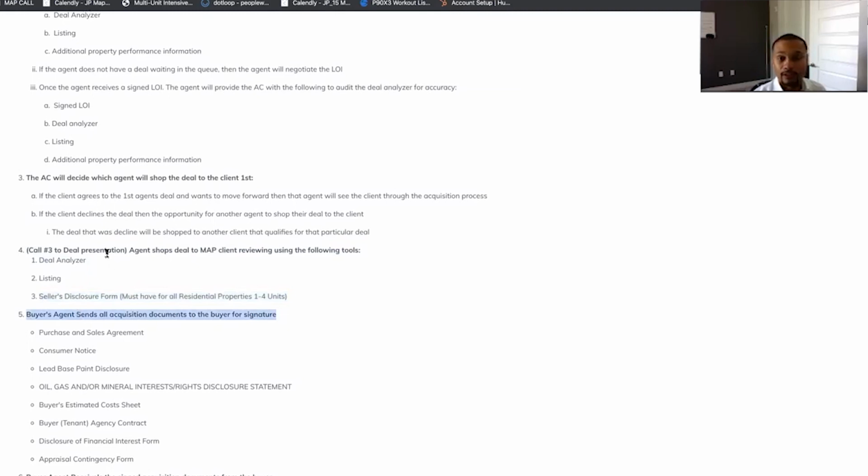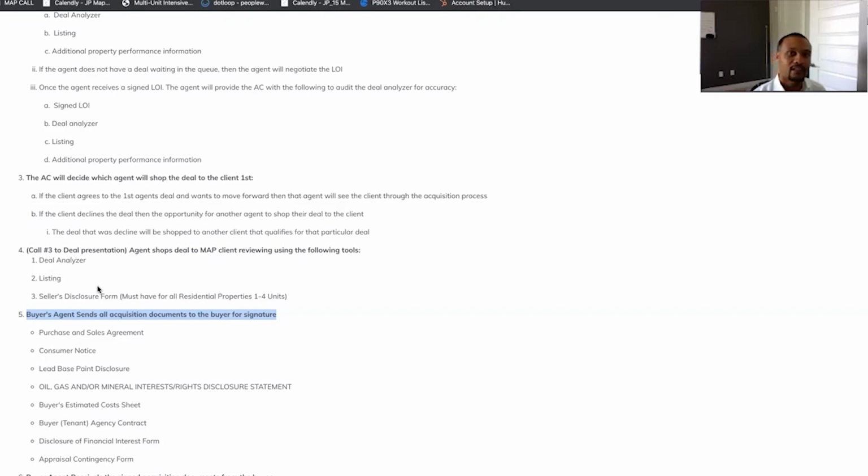So the buyer's agent, which is the map agent, I'm going to be using those terms interchangeably, sends all acquisition documents to the buyer for signature, which means, hey, map client, you like this deal that Jane Doe, the real estate agent, provided? The cash flow is sweet, the cash on cash return is great, some value add opportunities, excellent. Now it's time to sign.